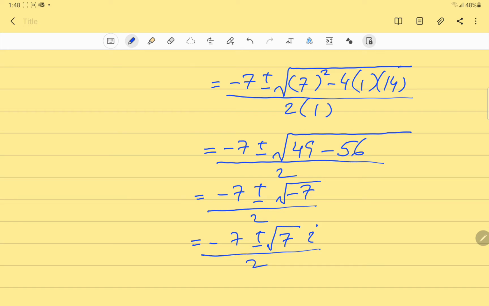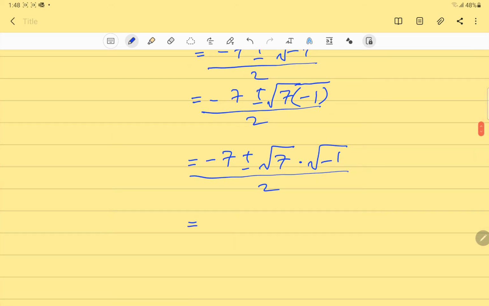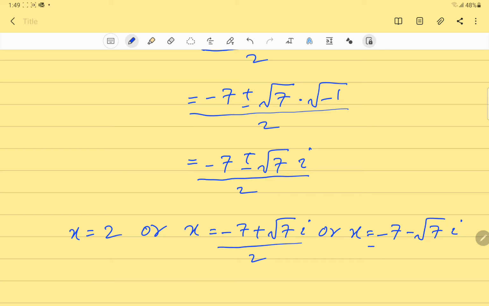or let us write it clearly so that you can understand. We can write 7 into minus 1, then minus 7 plus minus square root of 7 and square root of minus 1 over 2. And you know that in mathematics the square root of minus 1 is denoted with iota. So now we have three roots. First is x is equal to 2, or x is equal to minus 7 plus square root of 7 iota over 2, or x is equal to minus 7 minus square root of 7 iota over 2.